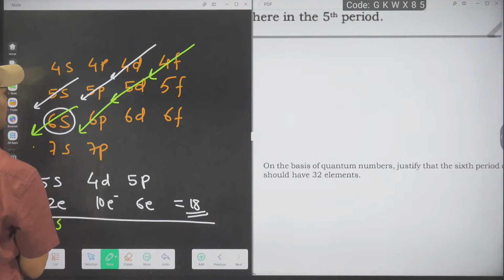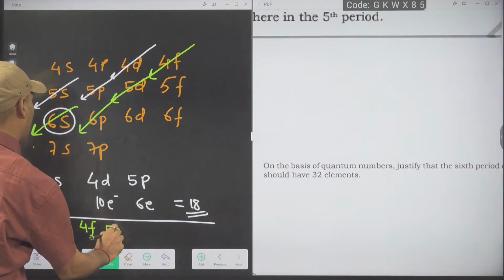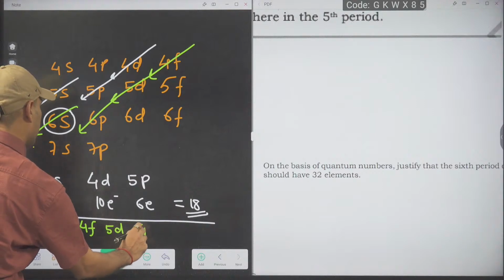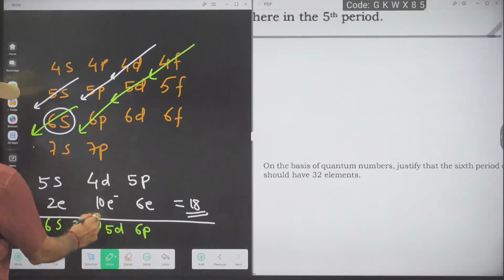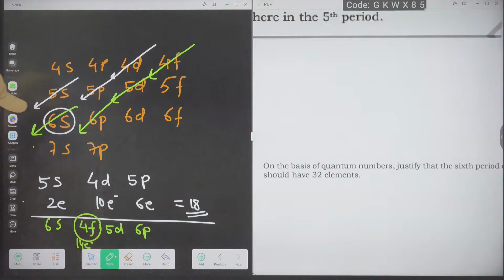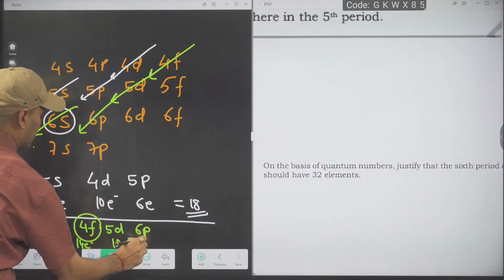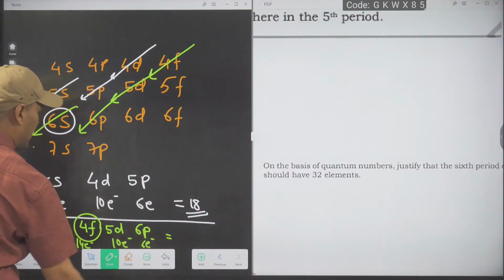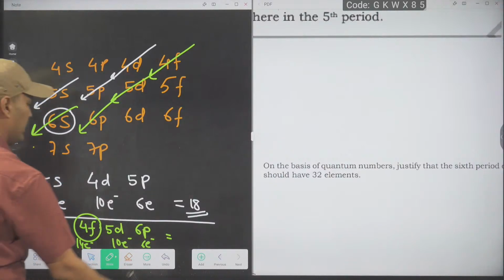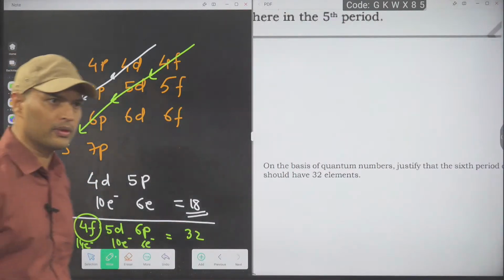Sir, I have filled 6s. I have filled 4f. I have filled 5d. I have filled 6p. Tell me, how many electrons now? See, this is extra, 14 electrons. 2 from here, 10 from here, 6 from here, total how much? 18 plus 14, 32. So this is the way.